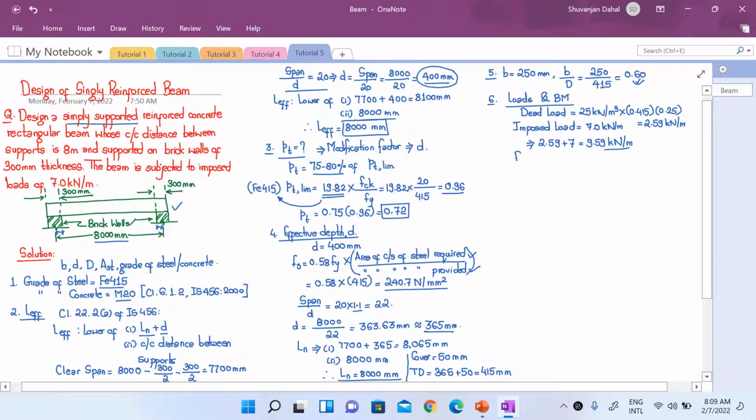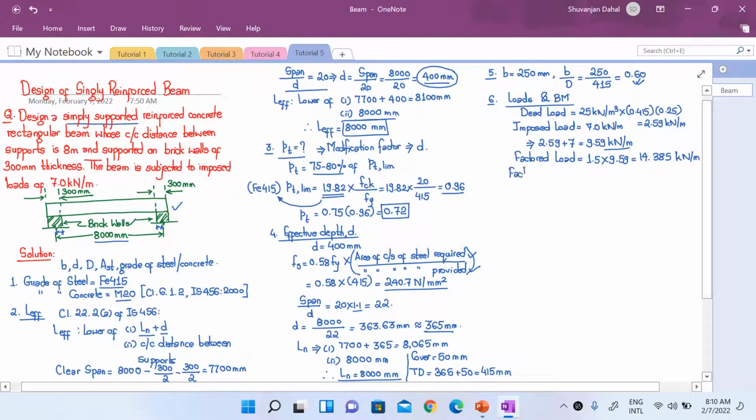Now we have to convert this total load into factored load. Our factor of safety, or our partial safety factor for dead load and imposed load, is 1.5. So we will multiply it by 1.5 into 9.59. This comes out to be nearly equal to 14.385 kilonewton per meter. This is our factored load.